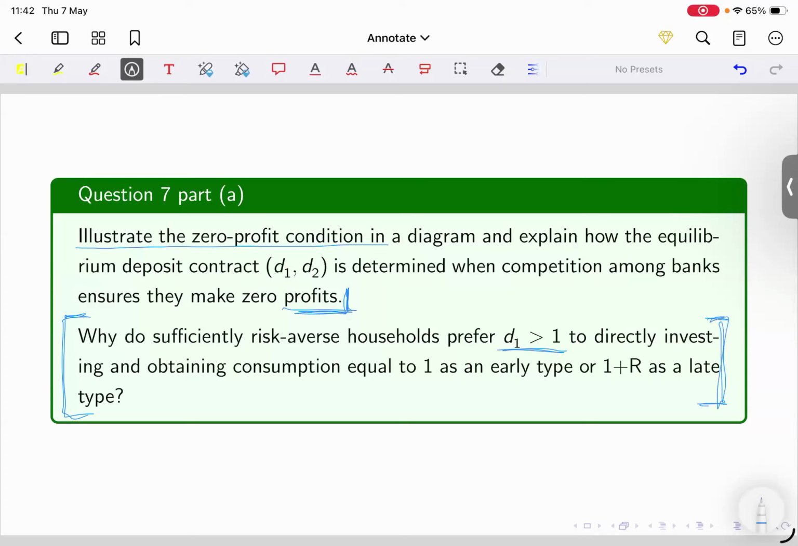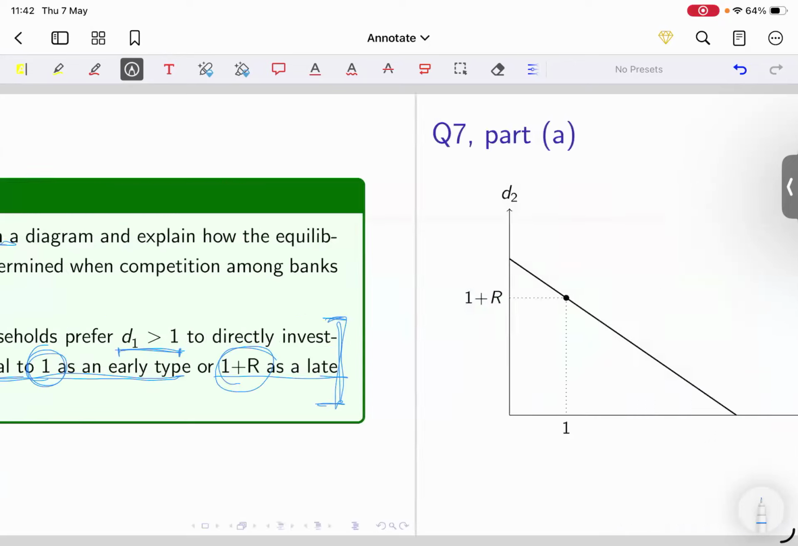Why, if you have households that are risk-averse enough, do they prefer to enter the contract with the bank rather than either keeping their money in cash if they're an early type, which pays them 1 in period 1, or investing as a late type, which gives 1 plus R in period 2? Okay, so let's do this. How do we illustrate this? As said, the ideas and methods are always the same, it's just a different narrative.